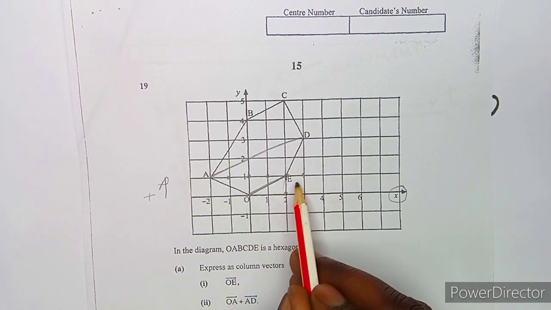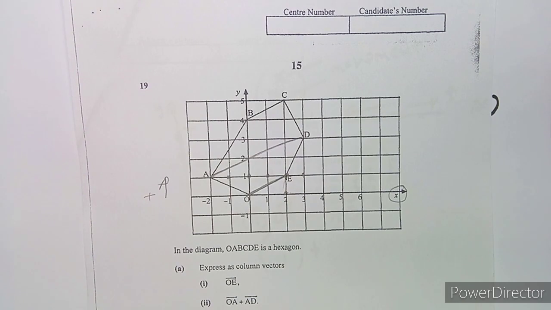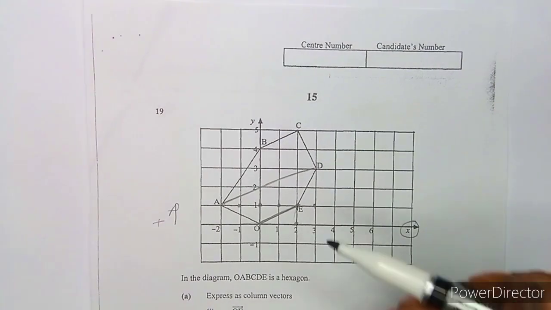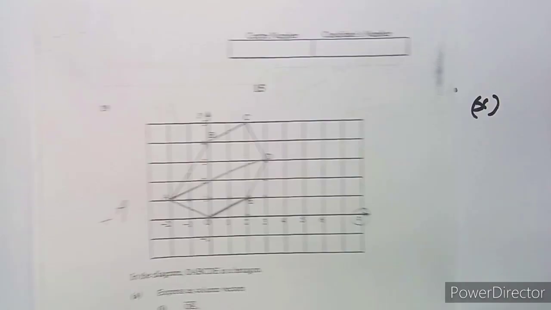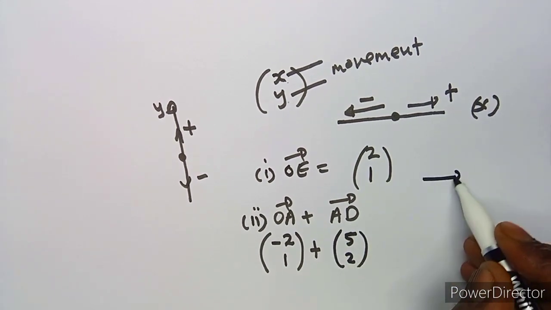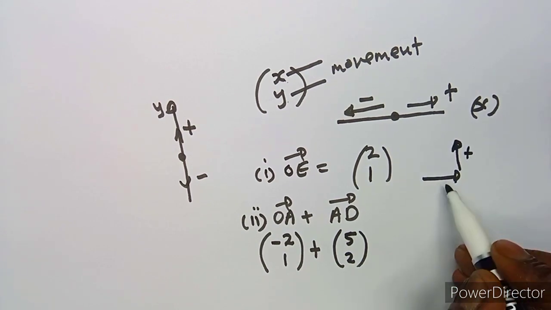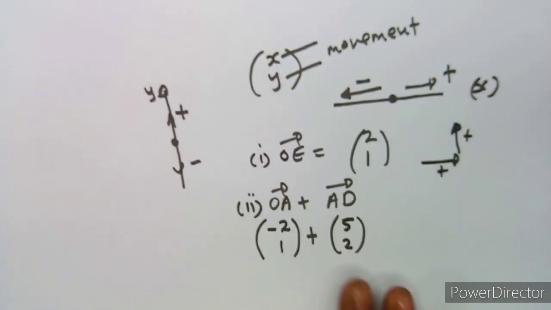So I have moved how many units? 1, 2, 3, 4, 5. So these are 5 units in terms of X. Then how many units in terms of Y? So I'm going to move 1, 2. So these are 2 units going upwards. So take note, for X I was moving to the right, that's why it's a positive. For Y, I'm moving upwards, which is a positive. So that is your vector AD. So you can simply add these two.